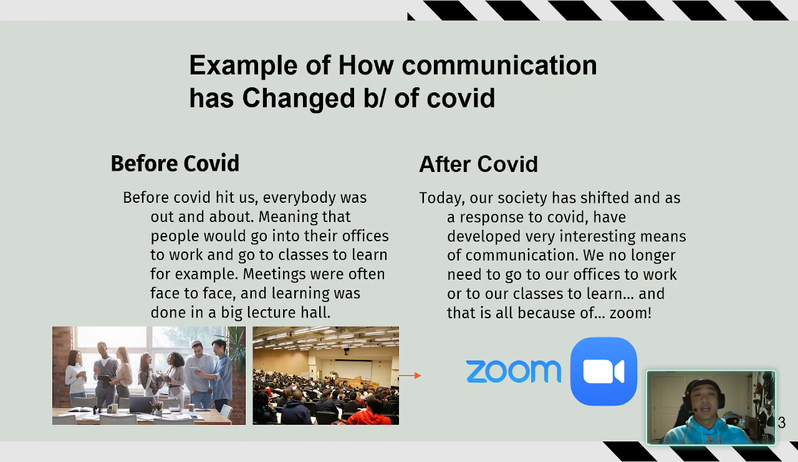Next, an example of how communication has changed because of COVID. Before COVID hit us, everybody was out and about. People went to their offices to get work done, and people went to classes to do some learning. Meetings were all face to face, like in the past, and learning was all done in a big lecture hall, kind of. After COVID, our society has shifted, and in response we've developed very interesting ways of communicating with each other. We no longer need to go into the office and into classrooms and be physically present. We can just communicate and connect with each other with the click of a button through Zoom.